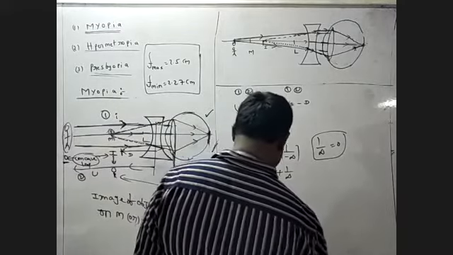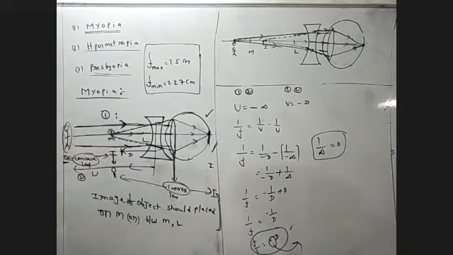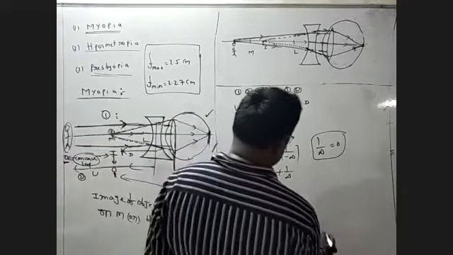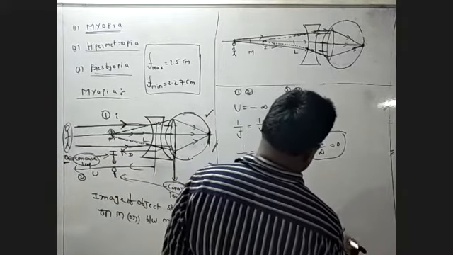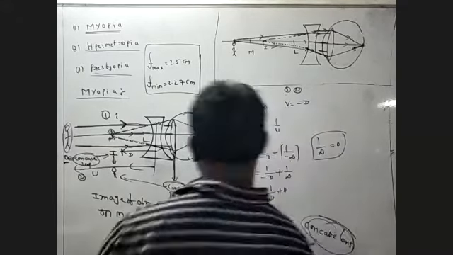This minus indicates, what does the minus indicate? That is a concave lens. That minus indicates a concave lens.